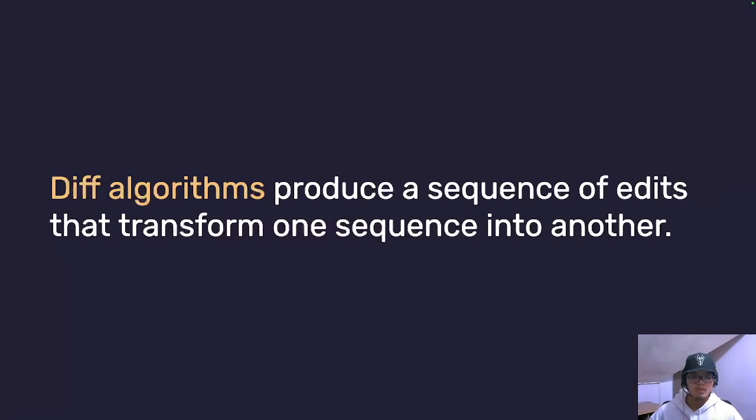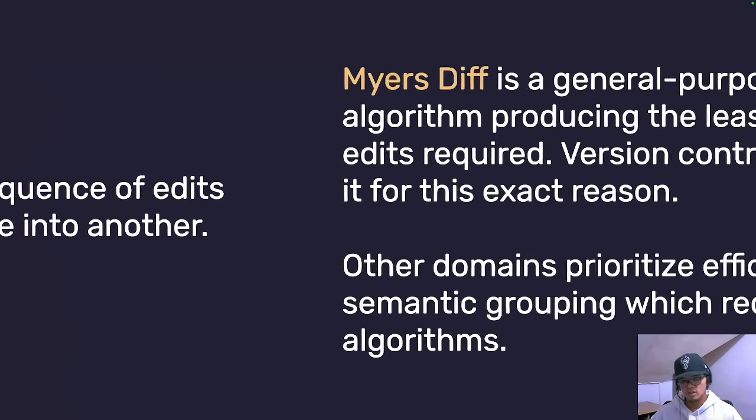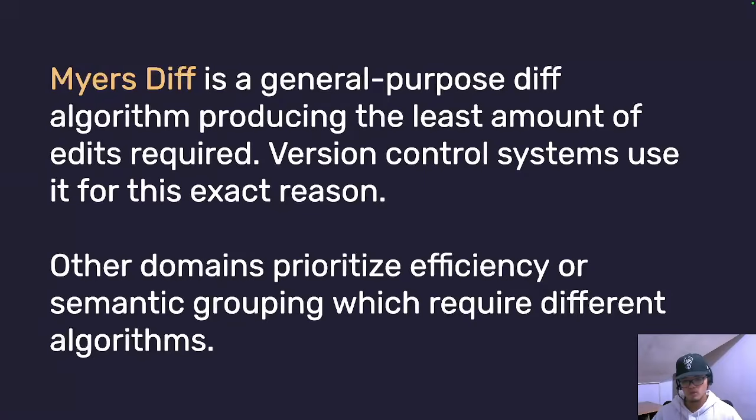Myers Diff. Diff algorithms produce a sequence of edits that transform one sequence into another. Myers Diff is a general-purpose diff algorithm producing the least amount of edits required. Version control systems use it for this exact reason. Other domains prioritize efficiency or semantic grouping, which require different algorithms. And these definitions are in my own words. They're not from some official source like Wikipedia or whatever.